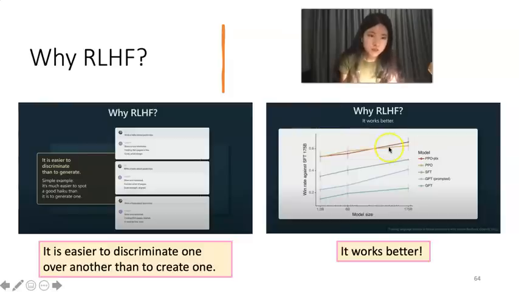As you can see, the red and orange lines denote a higher performance, which are using PPO. The green one is the SFT model, and the blue ones are the base models. So you can see that RLHF models work better, and have a higher win rate against the SFT model.